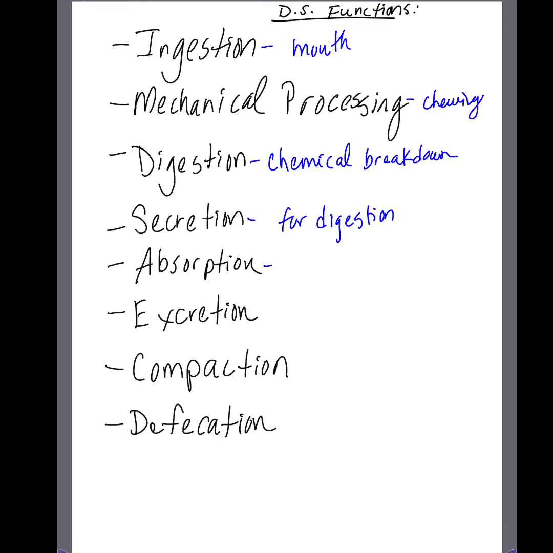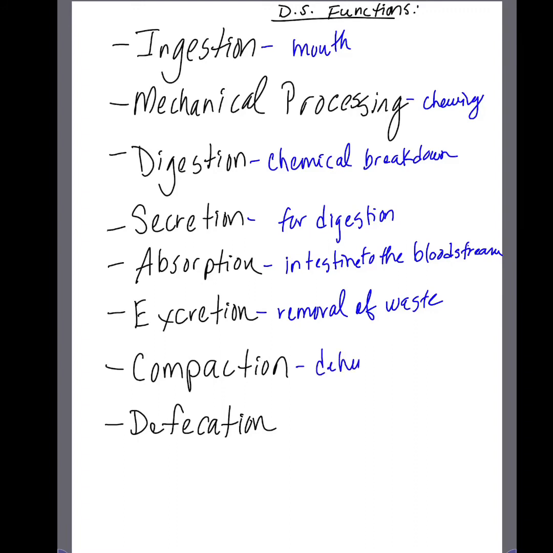In terms of absorption, this is basically the movement of nutrients from the small intestine into the bloodstream. Excretion is essentially the removal of waste products from the digestive tract. Compaction is the progressive dehydration of organic waste, and that happens mostly in the colon. And last but not least, the defecation, which is the elimination of feces from the body.